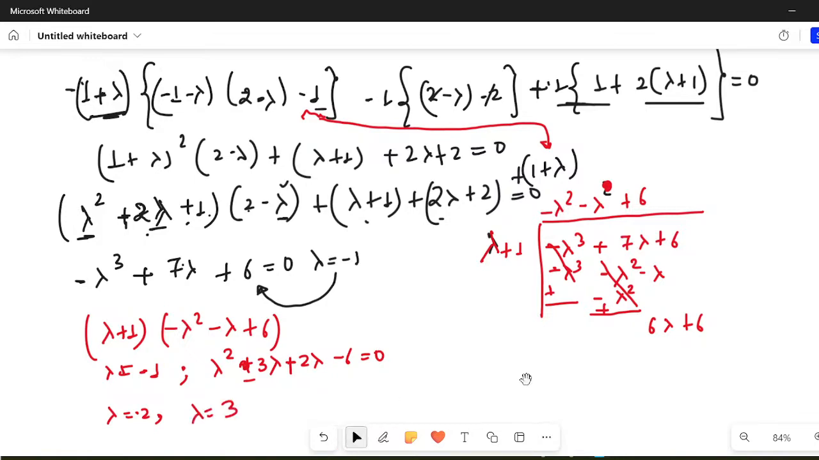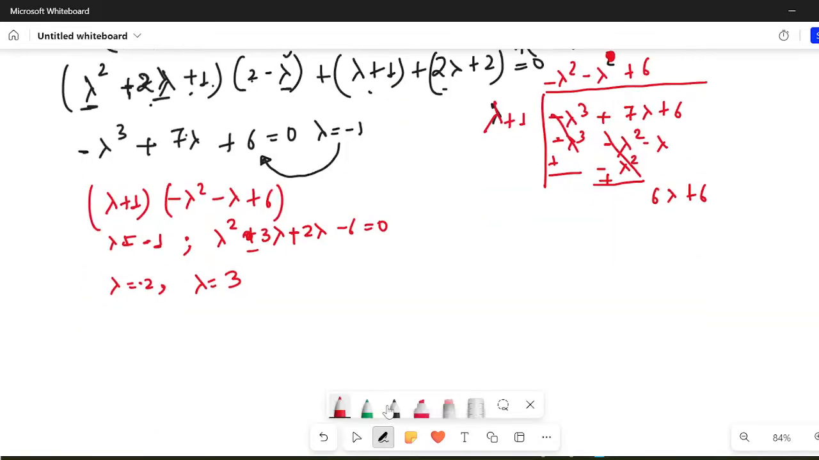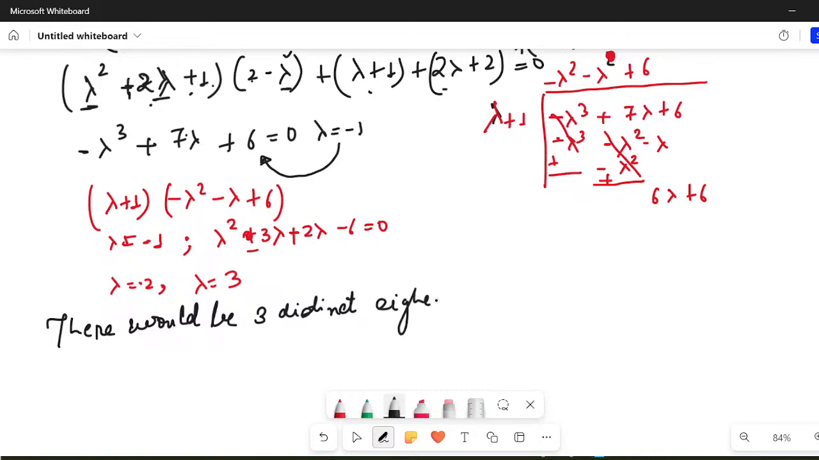So I'm getting 3 eigenvalues here. So the total eigenvalues will be 3. There will be 3 distinct eigenvalues to this equation. I hope it is clear. And these 3 are lambda is equal to minus of 1, lambda is equal to minus of 2, lambda is equal to 3. I hope it is clear.